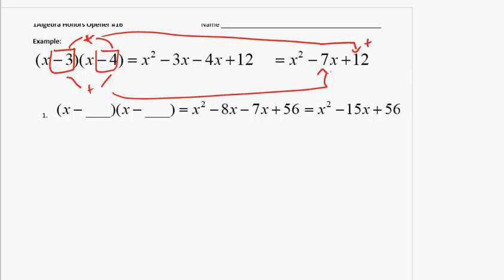So the more you do it, the more you'll start to recognize it. But these are patterns that are going to save you a lot of time. So again, the answer is x squared minus 15x plus 56.